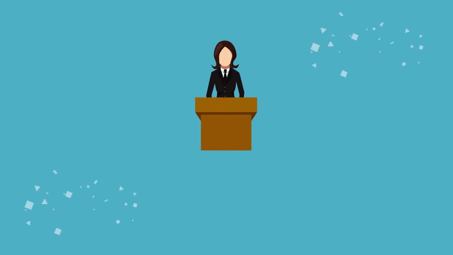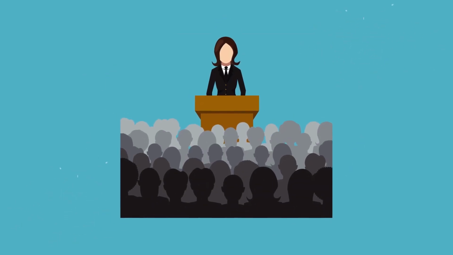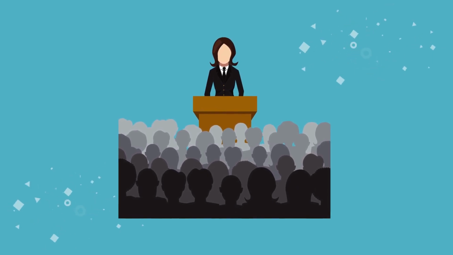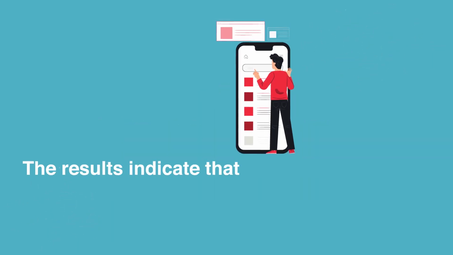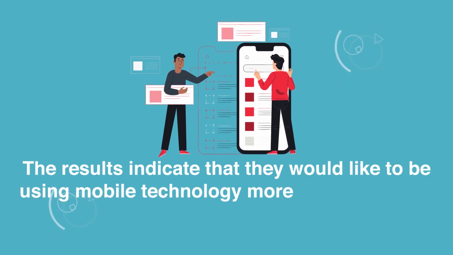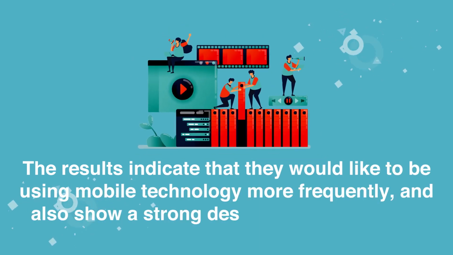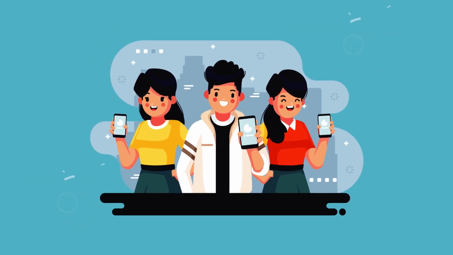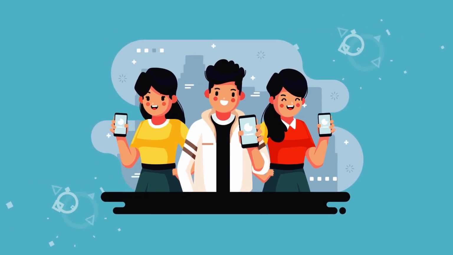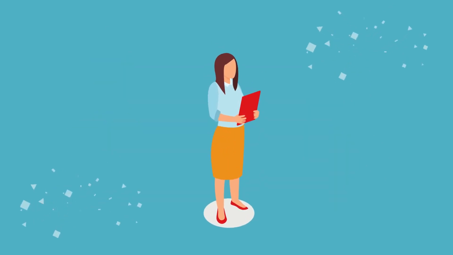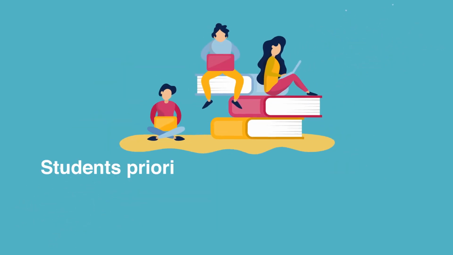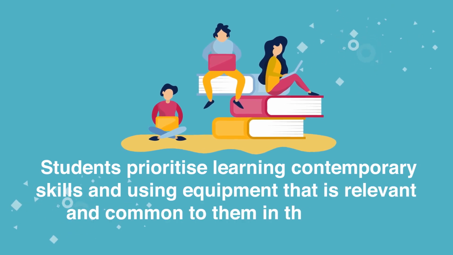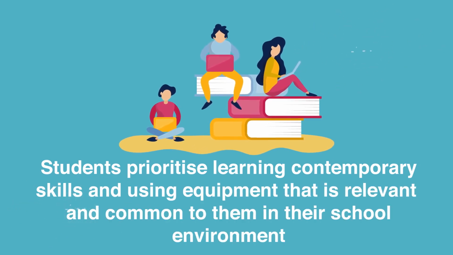In a similar survey in the same school, 100 students were also asked to select 3 areas they would like to see more of. The results indicate that they would like to be using mobile technology more frequently, and also show a strong desire to learn the skills of video editing and recording, a medium they all use regularly in and outside of school. It is clear to see that in this school, these students prioritize learning contemporary skills and using equipment that is relevant and common to them in their school environment.